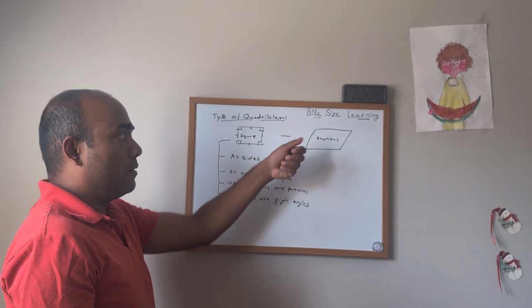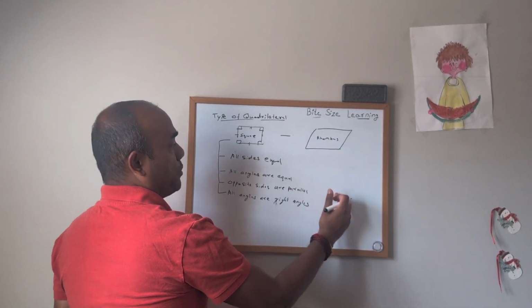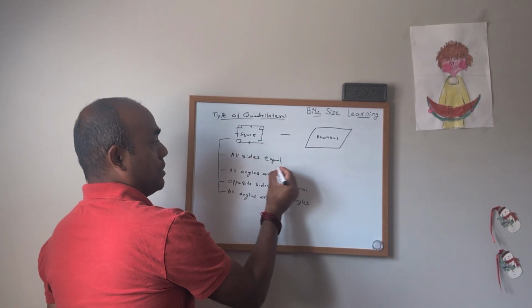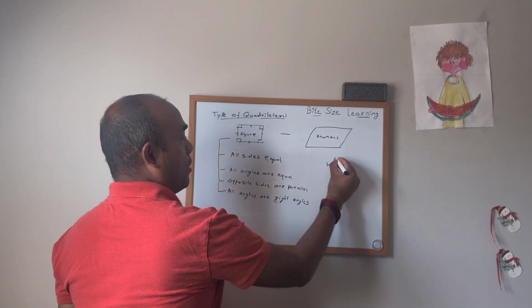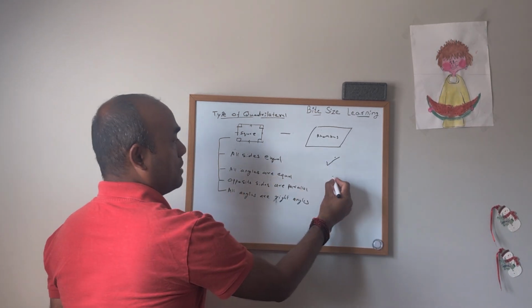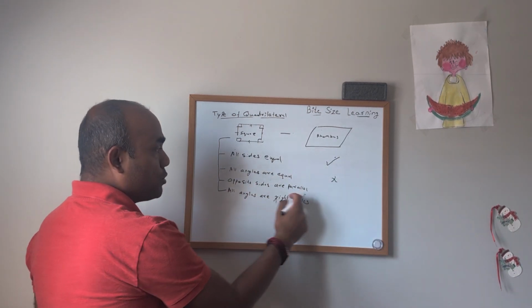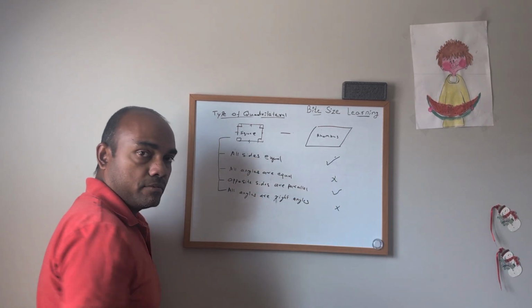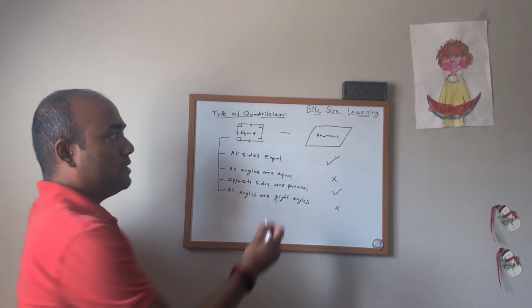So a rhombus is similar to a square, but there are some differences. So in a rhombus, all sides are equal, but all angles are not equal. Opposite sides are parallel. All angles are not right angles. Okay. So you will see a rhombus.